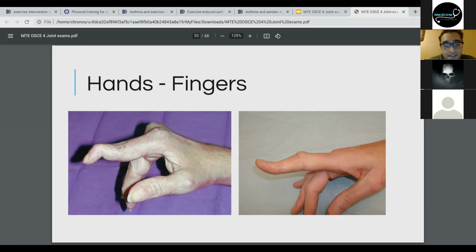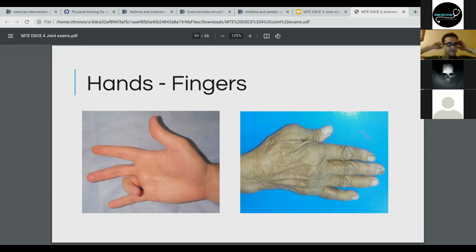Compare that to the right, which is a boutonniere. You've got extension at the distal joint and a little bit of flexion at the proximal joint, although classically you get a little bit more than that. Okay, so left is swan neck, right is boutonniere.